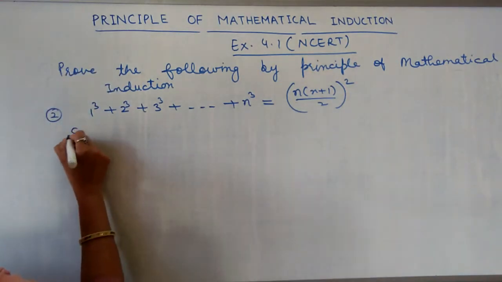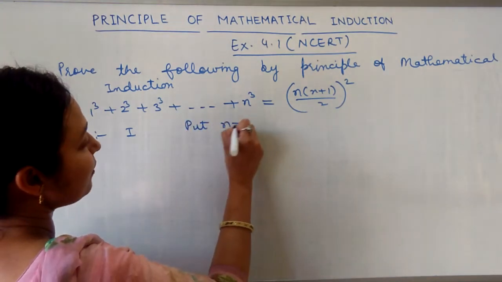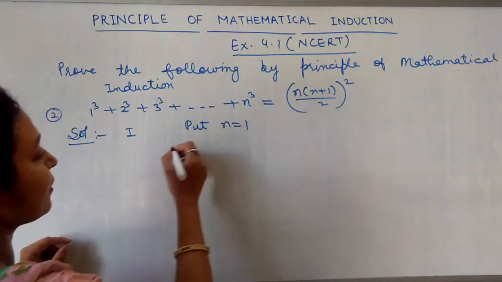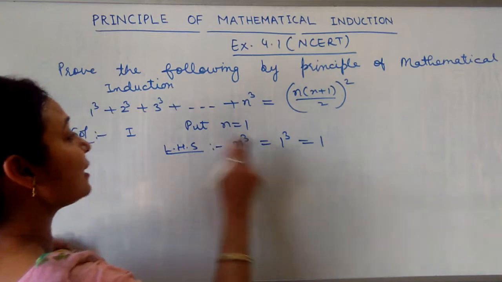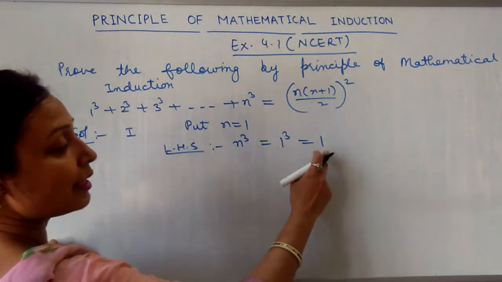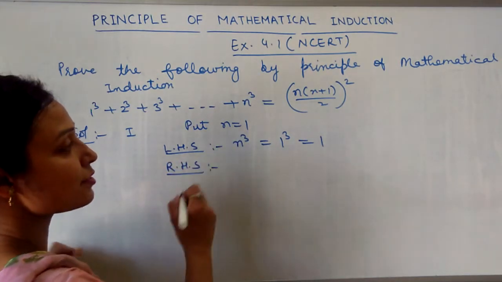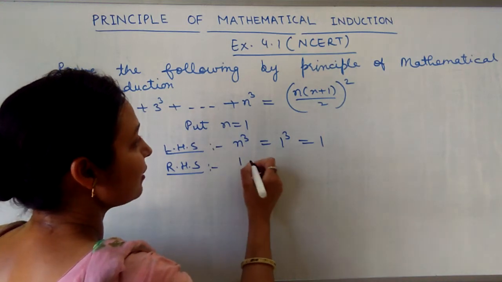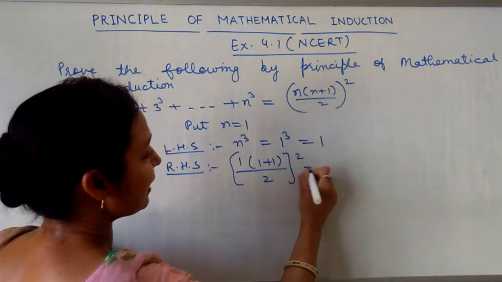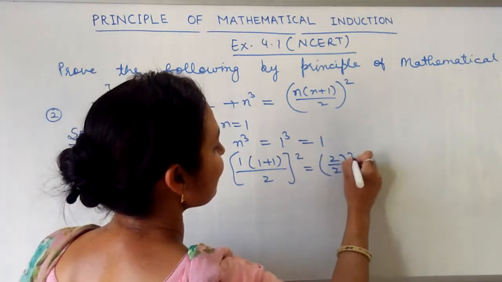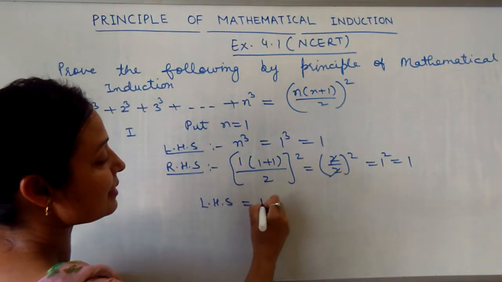Step 1, that is put n equals to 1. When you take the general equation, left hand side equals to n cube, that is 1 cube. You have that value which is given in the first step, so that is 1. This is the first term which you get after putting n equals to 1. Now put the value here, that is 1 plus 1 upon 2 whole square, that is equals to 2 upon 2 whole square. After cancellation, 1 square, that is 1. Left hand side equals to right hand side, right?